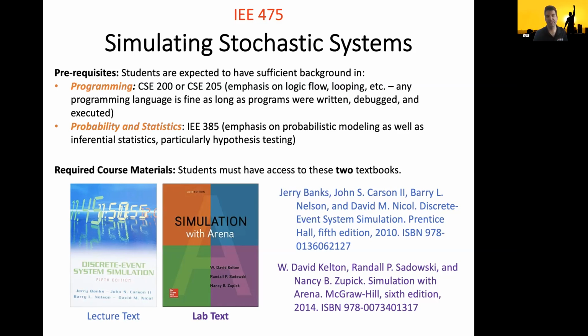And then some probability and statistics. I hope you get it by now. We're going to be using probabilistic models, and we're using data-driven stuff, so you're going to have to do a lot of inference, and so we're going to need those stats. Probability and stats, both of them together. Probability for the modeling, stats for the data. So IEE 385, that's a conventional way people get that.